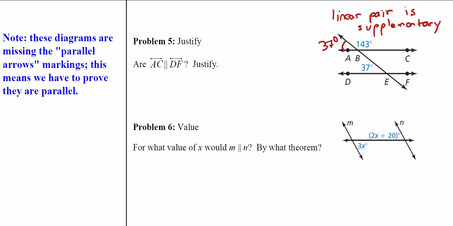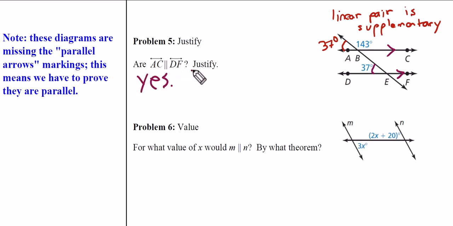And we know that a linear pair is supplementary. And for it to be supplementary, it means it adds up to 180 degrees. So if I take 180 degrees and subtract 143, it's going to be 37 degrees. Interesting. So this angle is 37 degrees. Hey, this one's also 37 degrees. Hey, these two angles are corresponding angles. So if the corresponding angles are congruent, then these lines must be parallel.